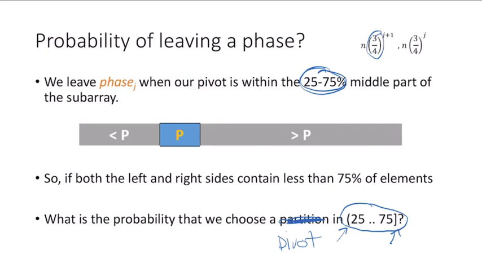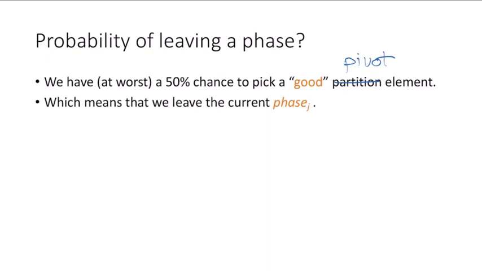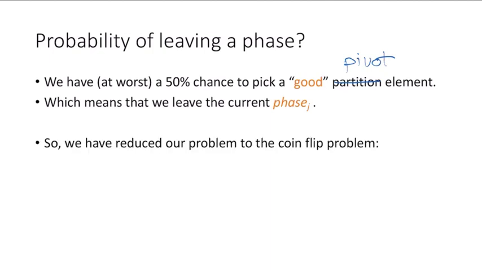Okay, well, why do I say that that's an easy probability? Well, there are 50% of the elements in that span. So I have a 50% chance to choose a good pivot. So a 50% chance to choose a good pivot element, which means that we leave the current phase. So we've reduced our problem really to the coin flip.